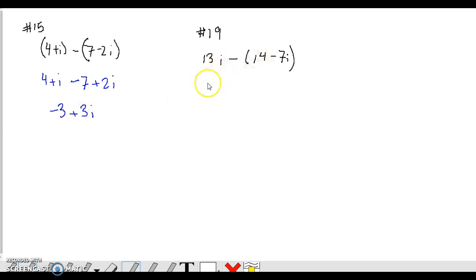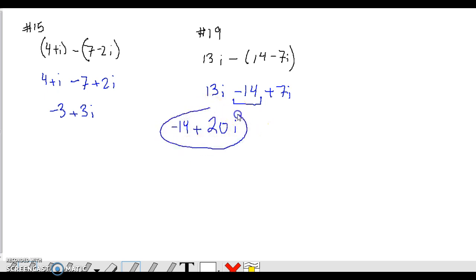This one, again, we'll distribute. So 13i minus 14 plus 17. And we will go ahead and add those numbers up. So 20i, oops, wrote that one wrong first. We've got to write that one first. So negative 14, and 20i is positive. So there's our answer: negative 14 plus 20i.